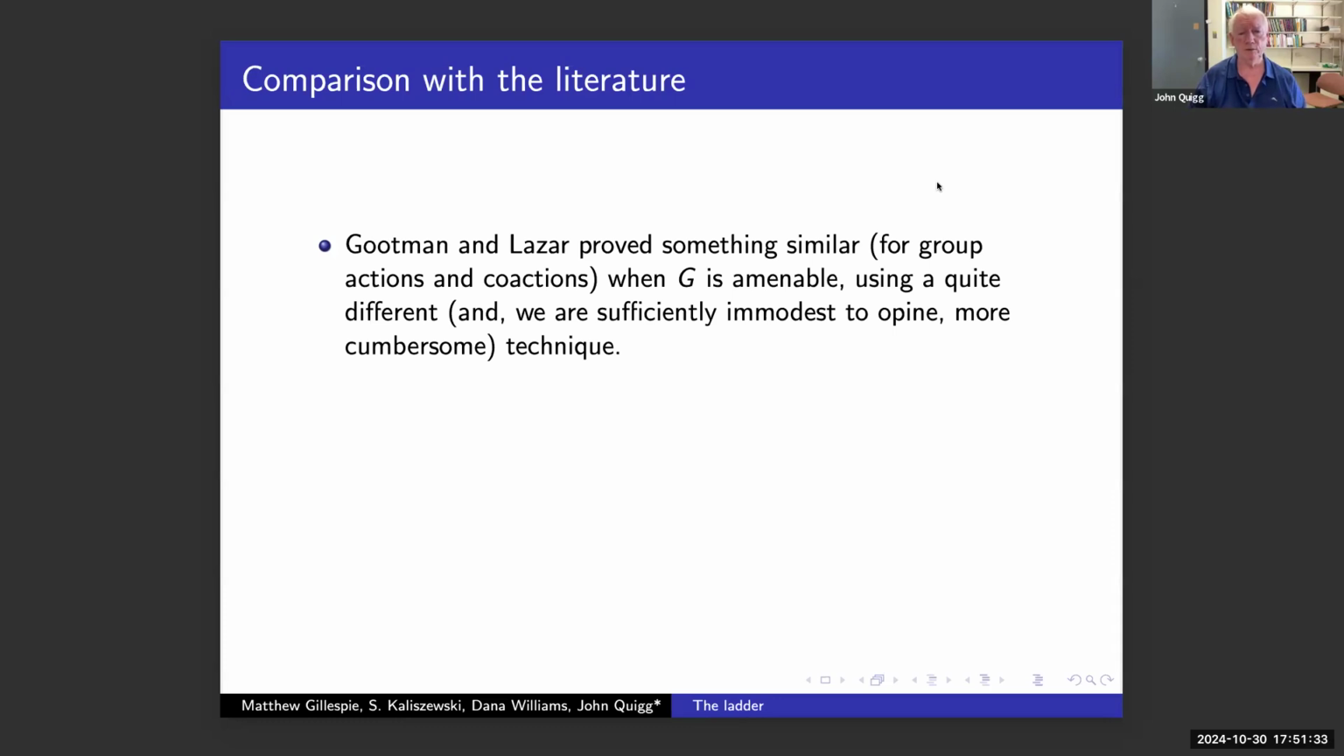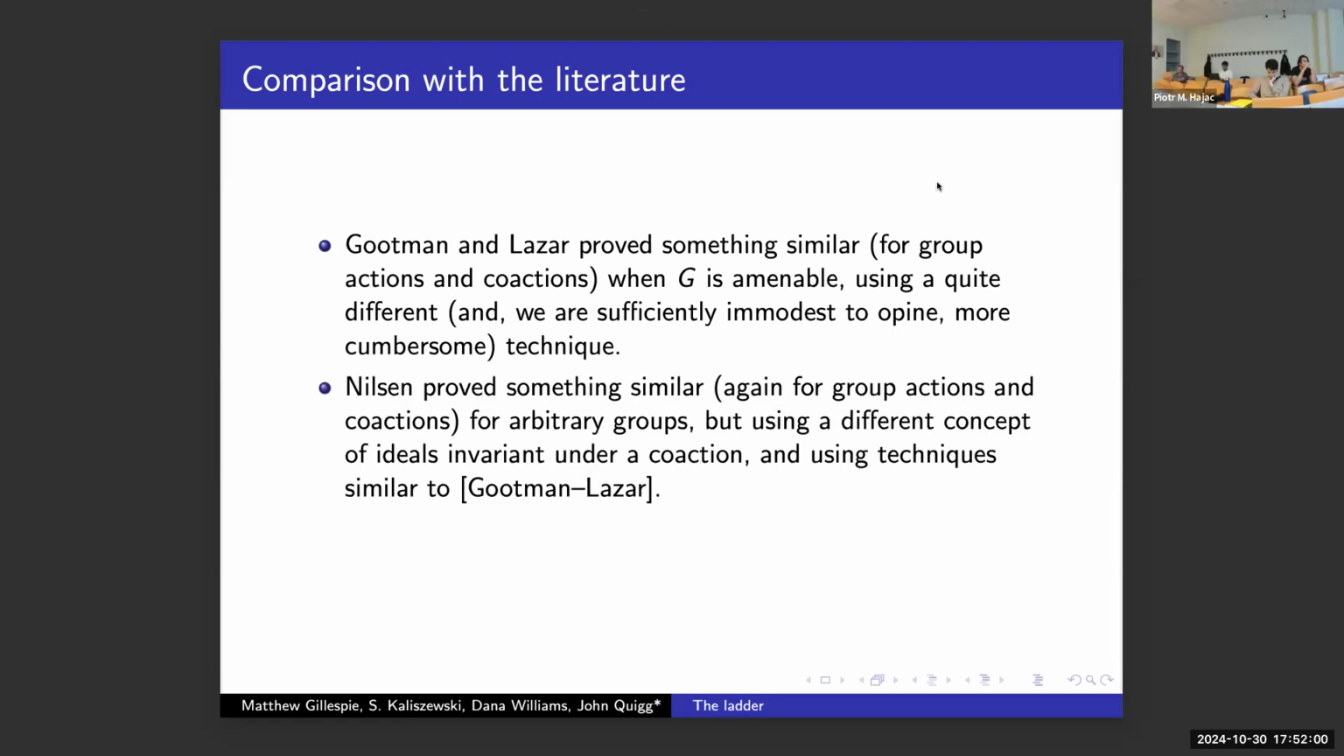And so in that context, Gutmann and Lazar proved that for either an action or a coaction, there are bijections between the invariant ideals, but they used a quite different method. There is no ladder then, and we are sufficiently immodest to opine that theirs is a more cumbersome technique. We think this ladder technique really simplifies things. So that's the amenable case. Somewhat later, Nilsson proved something similar, again for group actions and coactions, for arbitrary groups, but using a different concept of what it means for an ideal to be invariant under a coaction. So it's not the same theorems. And again, Nilsson did not use the ladder. She used techniques similar to Gutmann and Lazar. It actually involves induced representations. So there are precursors.